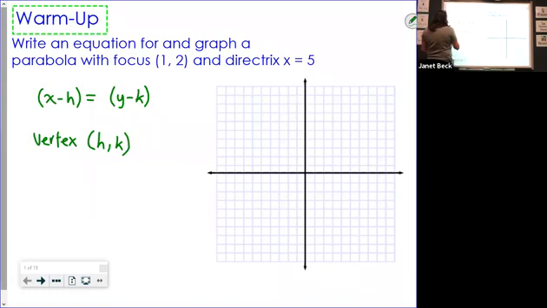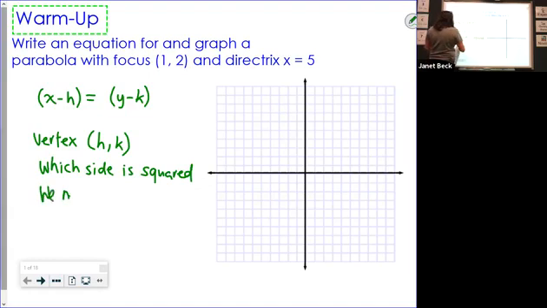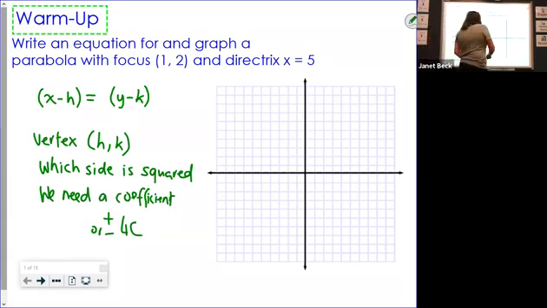For a parabola, we need to know which side is squared. Is it the x side or the y side? And we need a coefficient, which is either going to be plus or minus 4c, which is going to be the length of the latus rectum.